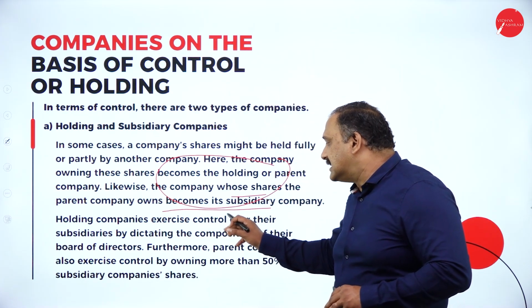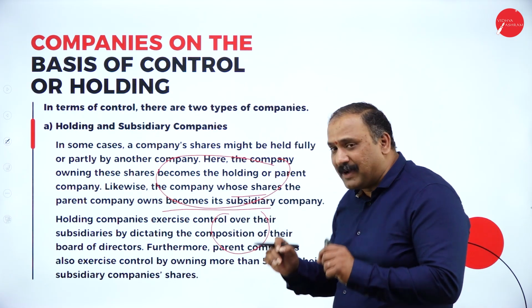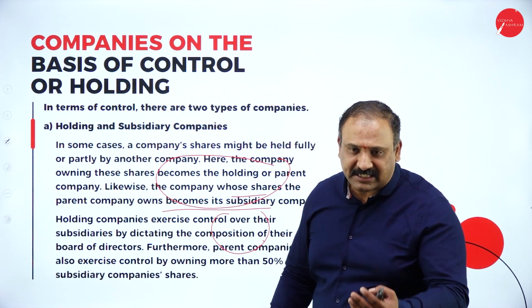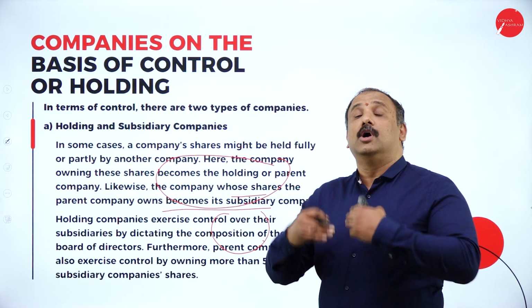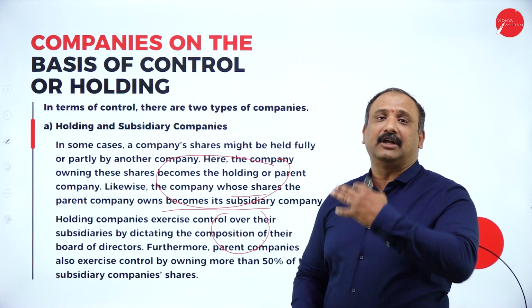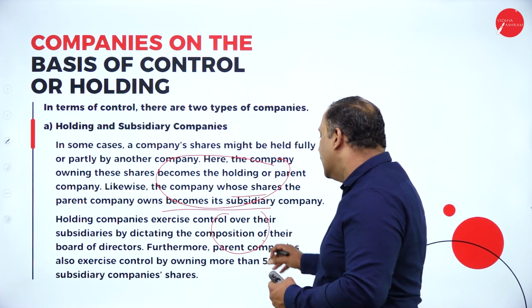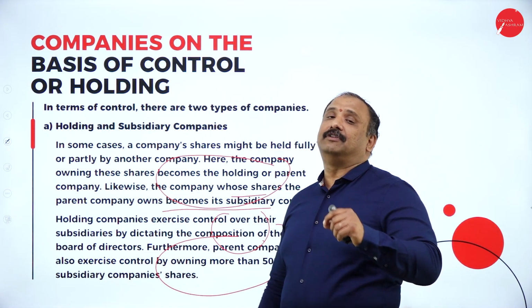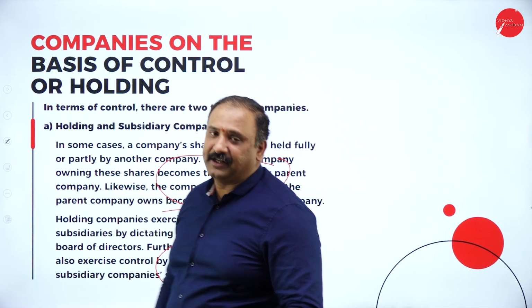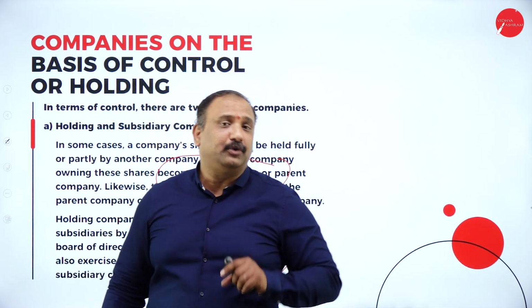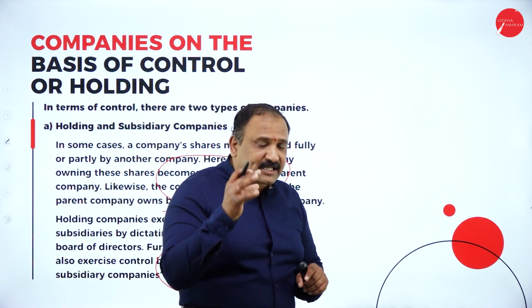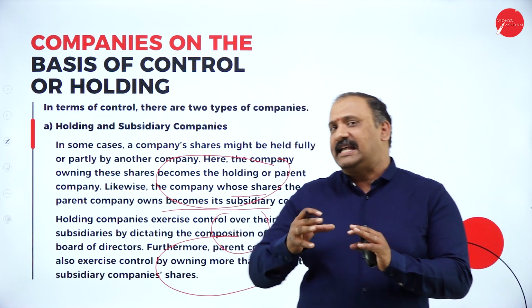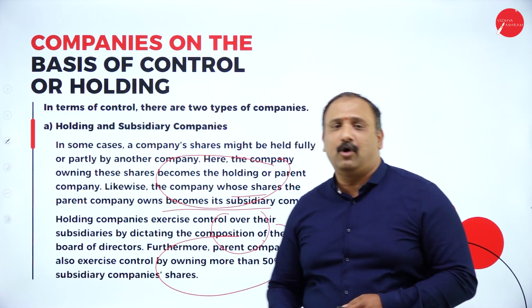So holding companies exercise control over their subsidiaries by dictating the composition of their board of directors. So they will say how many people can be on the board, who will be appointed as a board of director, what are the key positions to be filled. Furthermore, the parent company can also exercise control by holding more than 50% in the subsidiary companies. So this is what we need to learn here. Why? Because these kinds of companies are also existent. They're not new, but yes, they have a different kind of setup altogether.